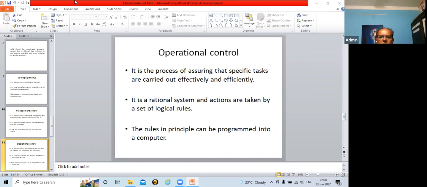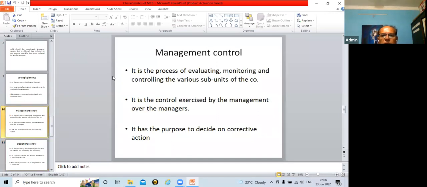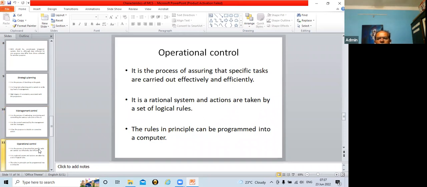Yes, now after understanding management control, which is exercised by management over the managers, let me share with you, from the examination point of view, what kind of questions are expected. Differentiate between management control and operational control. If you are asked this kind of question, please remember these two slides. Management control is the process of evaluating, monitoring and controlling the various units of a company. It is the control exercised by management over the managers. Basically, it is for the purpose of making corrective action.